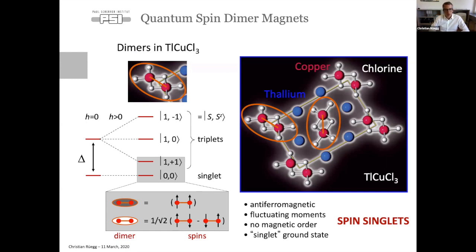In this case, the magnetism comes from copper 2+ ions. They form a pair with antiferromagnetic exchange, which is dominant. So the spin singlets, but they are not isolated. That would be pretty boring. They are interacting in a network. And then this network can be 1-dimensional, 2-dimensional, 3-dimensional, and that's very nice.